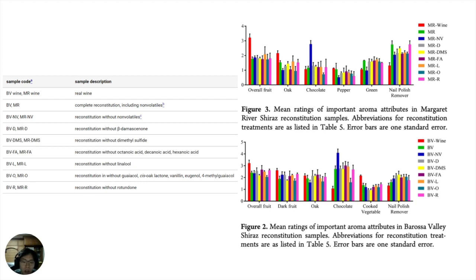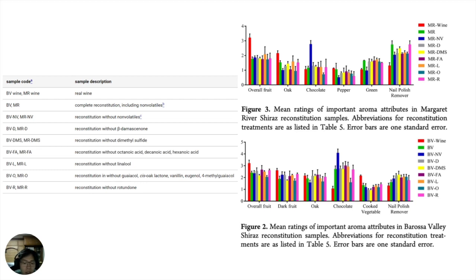So looking at the overall fruit attribute of both wines, the effect of omitting each component is very similar with some differences, such as omitting linalool causing the overall fruit in the Margaret River wine to have a marginal increase in intensity, and the omission of dimethyl sulfide and oaky compounds in the Barossa Valley wines decreased the intensity of the overall fruit attribute of the wine.